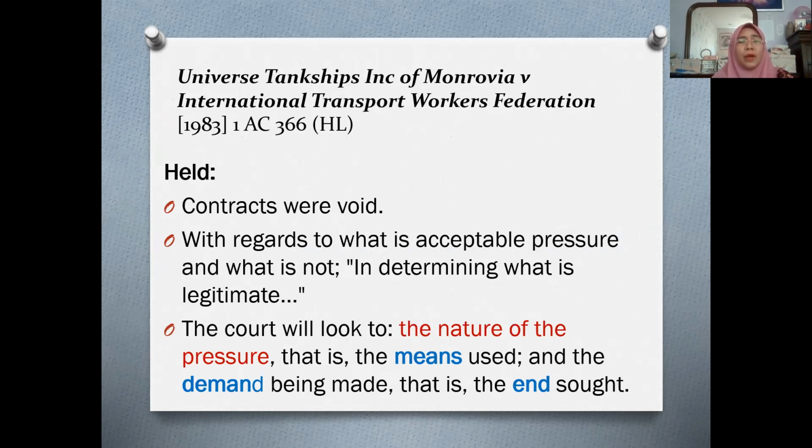And the court also made some observations. The court said that with regard to what is acceptable pressure and what is not, the court will look to the nature of the pressure, the means used, the demand being made, and the end sought. So if all were answered in the affirmative, then there was economic duress. In this case, yes, there was. The contract was signed under commercial pressure, illegitimate.